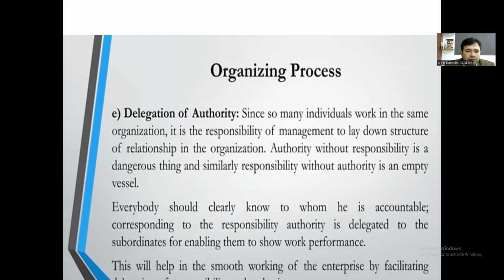Fifth step in the organizing process is delegation of authority. Since so many individuals work in the same organization, it is the responsibility of management to lay down structure of relationship in the organization. Authority without responsibility is a dangerous thing, and similarly, responsibility without authority is an empty vessel. Everybody should clearly know to whom he is accountable. Corresponding to the responsibility, authority is delegated to the subordinates for enabling them to show work performance.